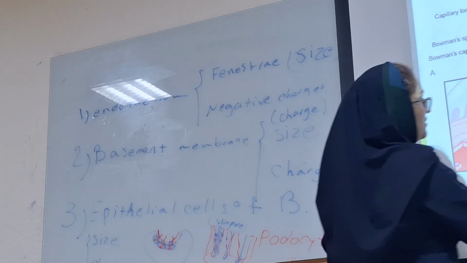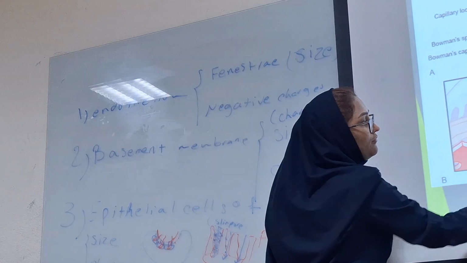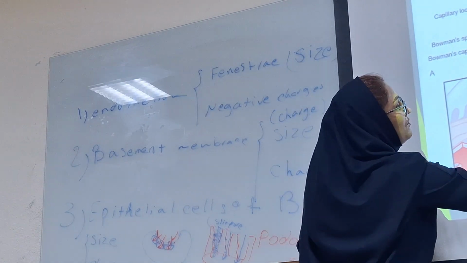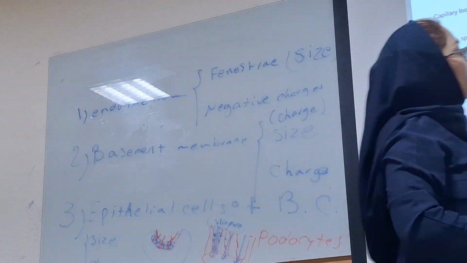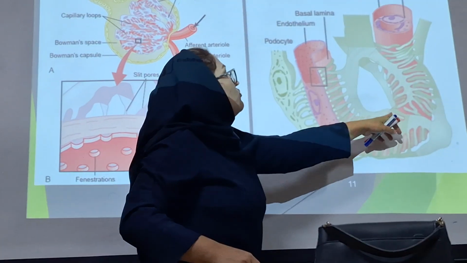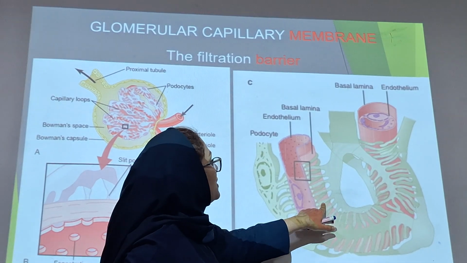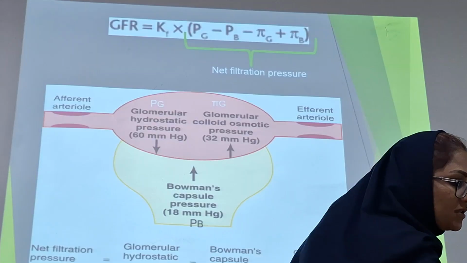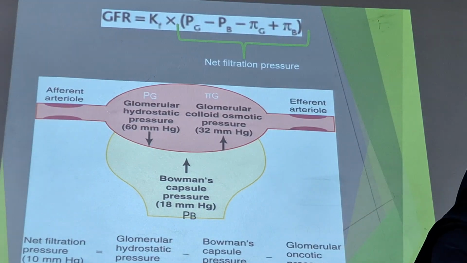Three layers are seen here: endothelium with fenestrae, basement membrane, and slit pores. You can see the epithelial cells of Bowman's capsule, which have podocytes. The gaps between these podocytes are slit pores. We have talked about this part.